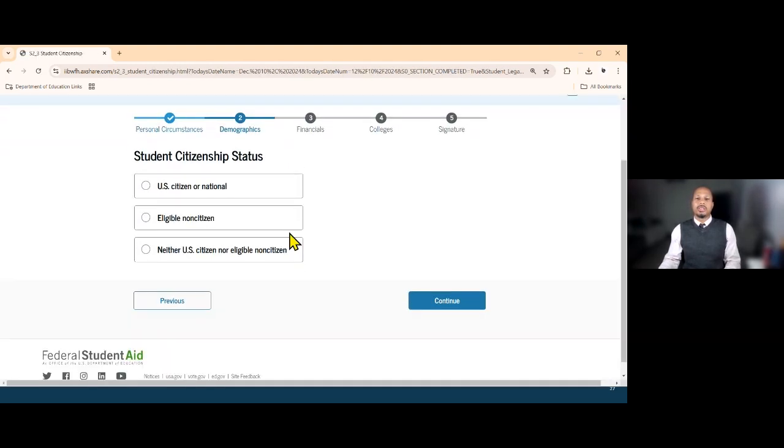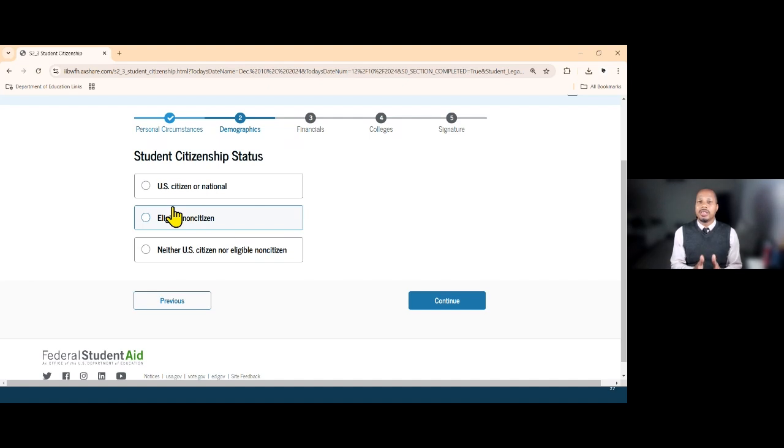And then we're going to ask questions about the citizenship status. This is the third determination whether or not for federal student aid eligibility, because in order to receive federal financial aid, you have to be a U.S. citizen or an eligible non-citizen or national. Now, if you're neither, then you will not be eligible for federal financial aid. But it doesn't mean you won't be eligible for anything.